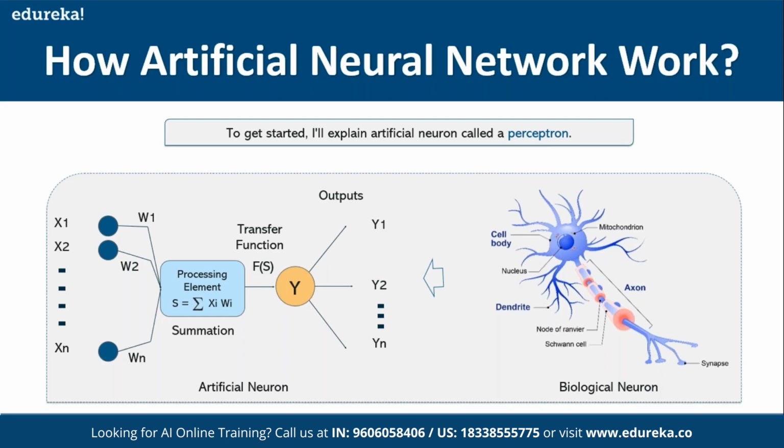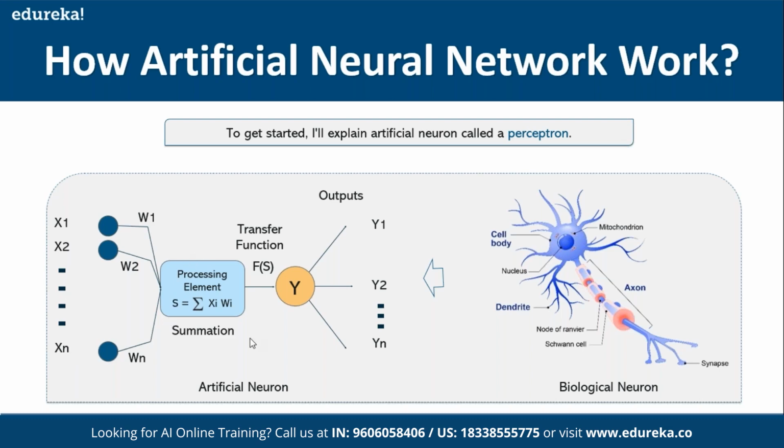So this is an artificial neural network, how it looks by image. Here we have a biological neuron and an artificial neuron. The dendrite receives the data. In the artificial neuron, we have our input layer: X1, X2, X3, Xn are all our inputs.